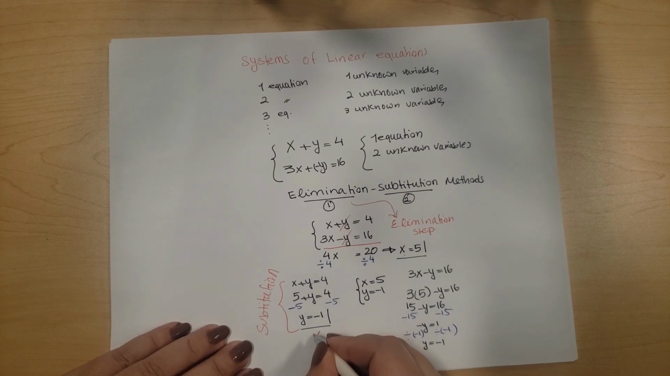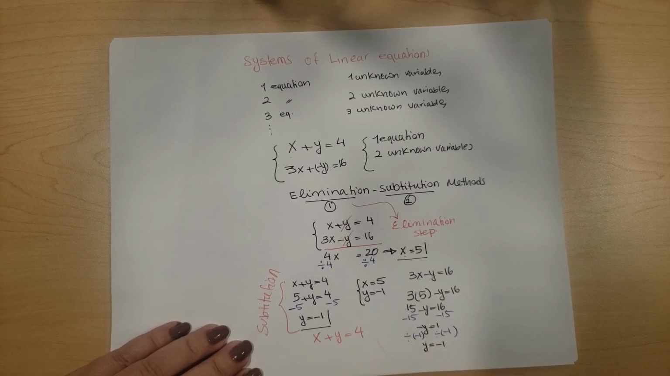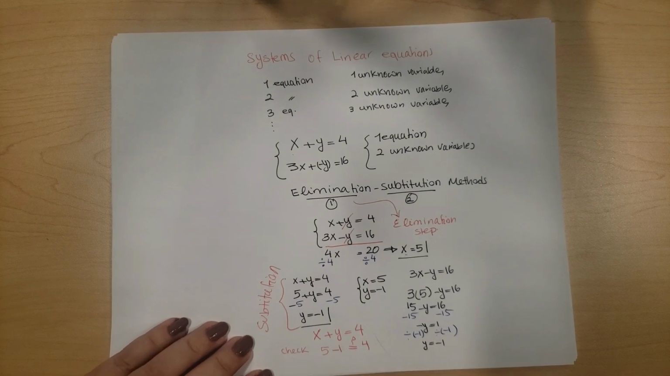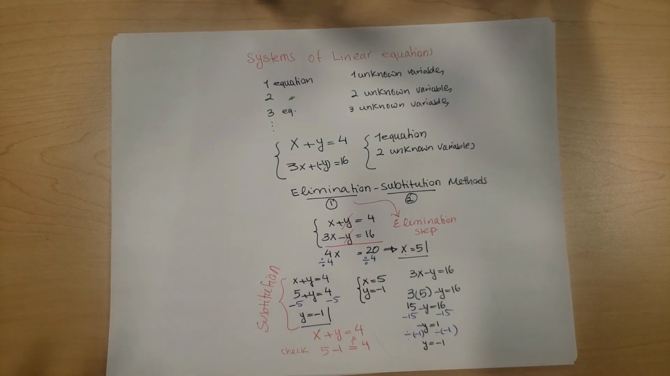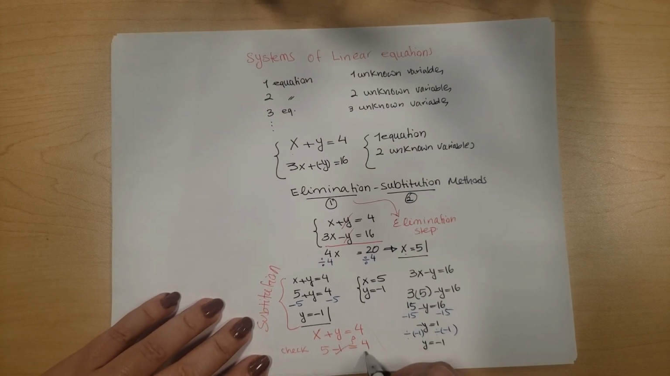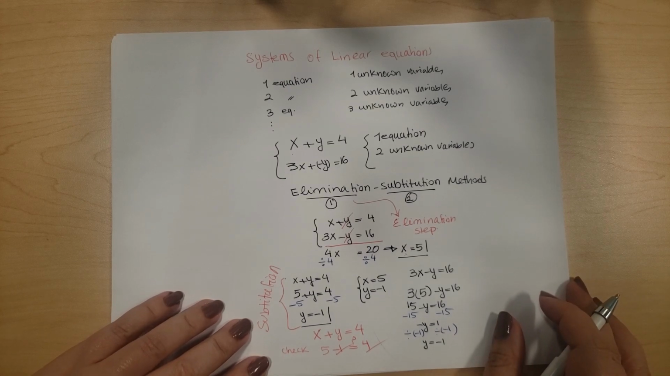Okay? So let's say x plus y should be 4. So let me check my answer. The x is 5, the y is -1. Is it equal to 4? If it's equal to 4, then it shows that I did it correctly. So 5 minus 1 is 4, which is equal to 4. So that means I did it correctly. Right?